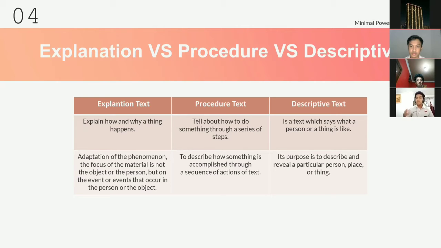The last one is descriptive text. It's pretty similar to explanation text because it's based on a real situation or real phenomenon, but this type of text tells what a person or thing is like. So we talk about the object, the color, the shape, and so on. And the purpose is to describe and reveal a particular person, place, or thing, so the reader can imagine it. Okay, so yeah, next.